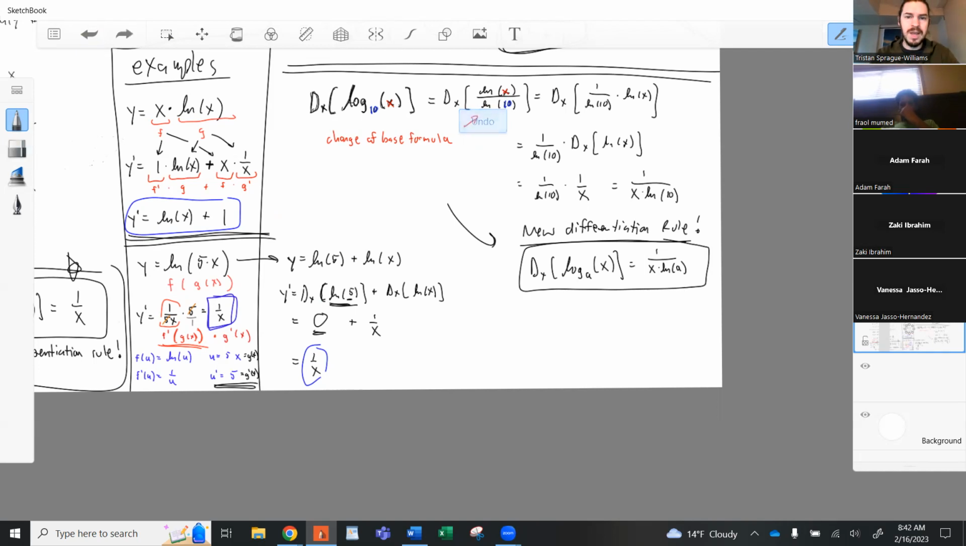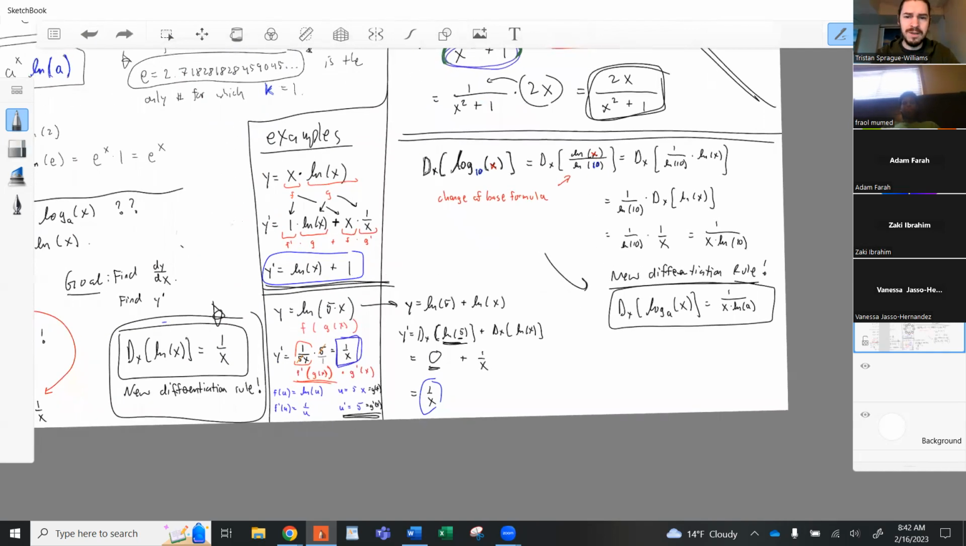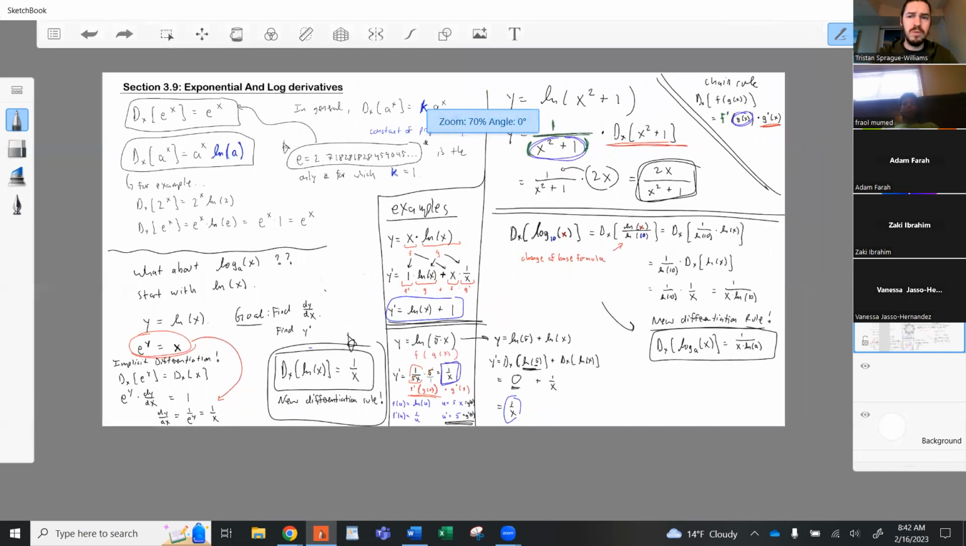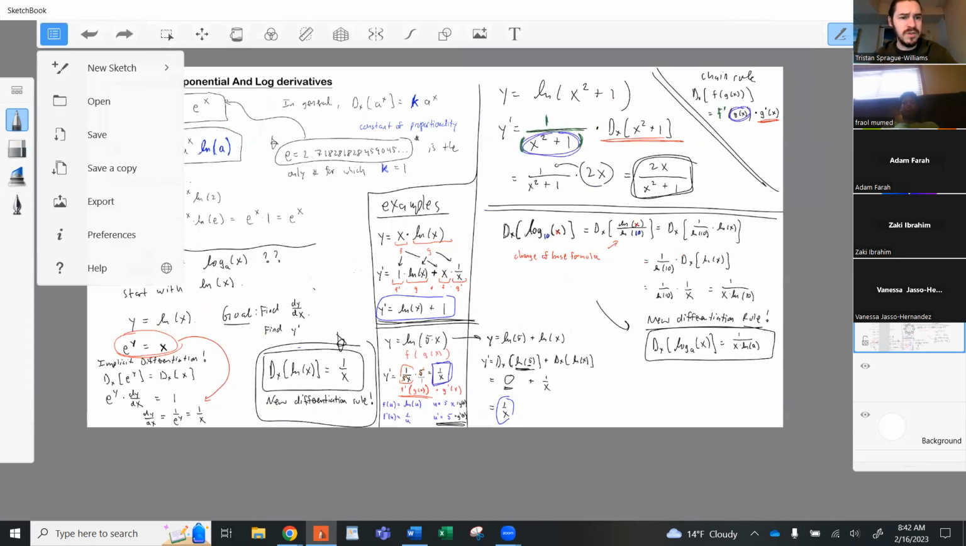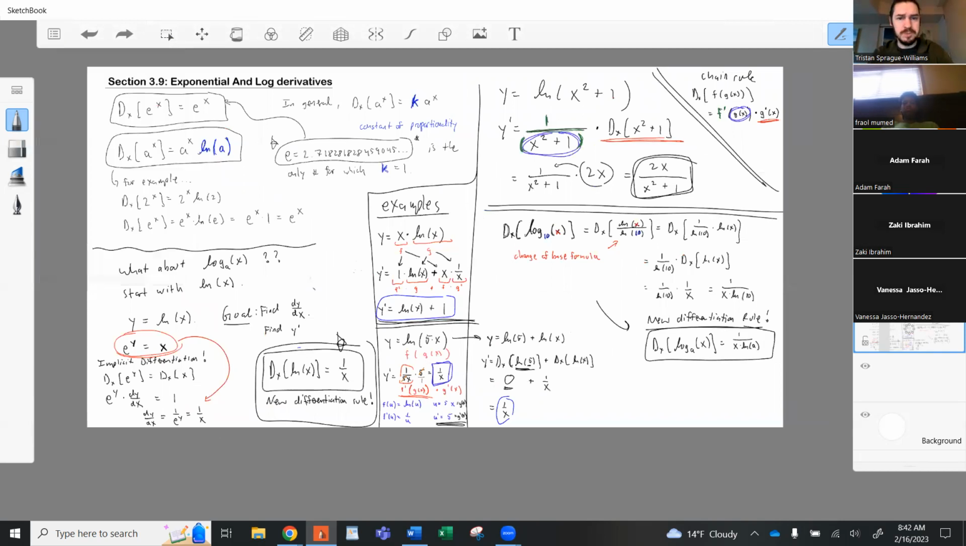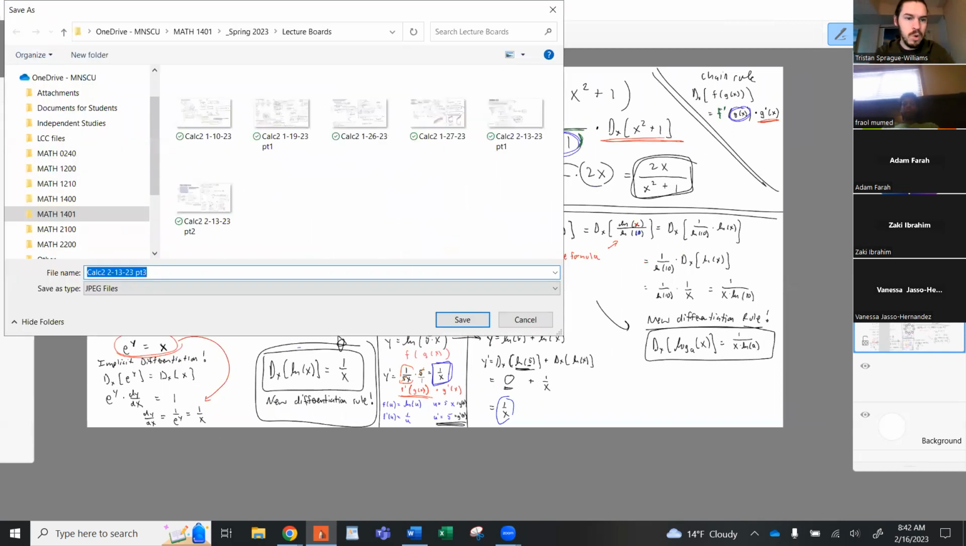So there we go. Now we have all 4 of the differentiation rules we need to differentiate any exponential or logarithmic function.